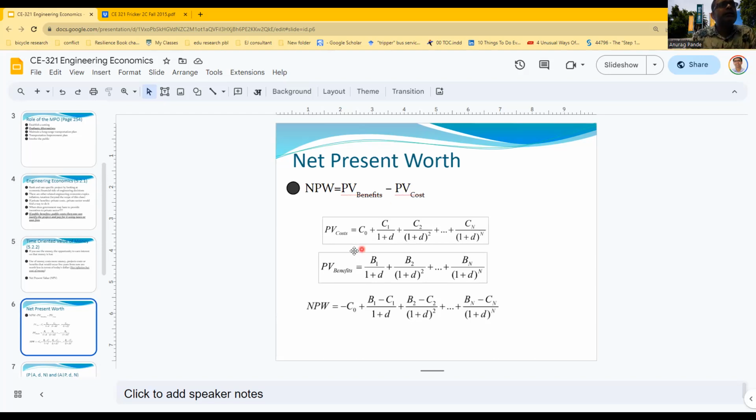Okay, so here's the example here. I want to just write down this thing here. So here, what you have is C0, and I'm not using subscript, but this is the C0 I'm referring to. What is this C0? C0 is the present value of the cost.